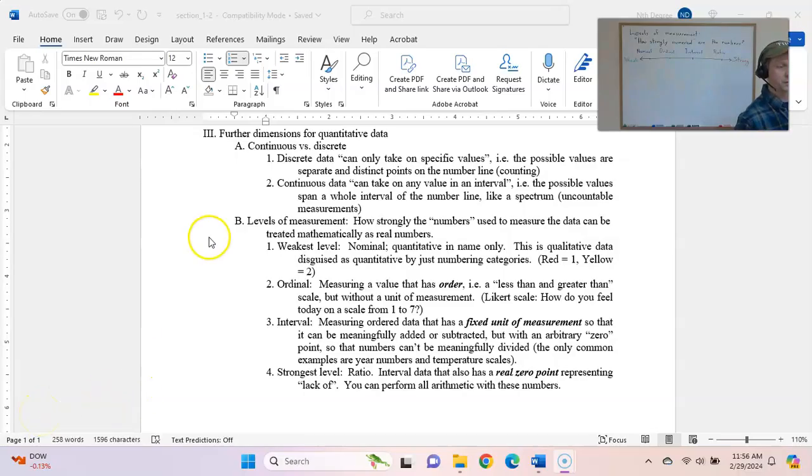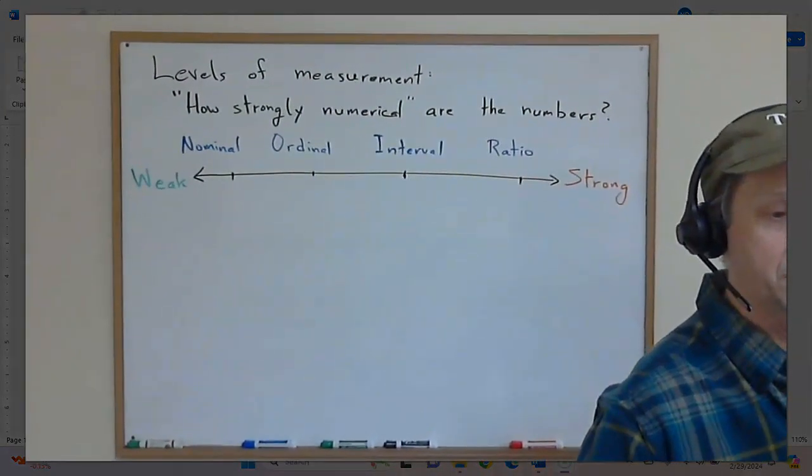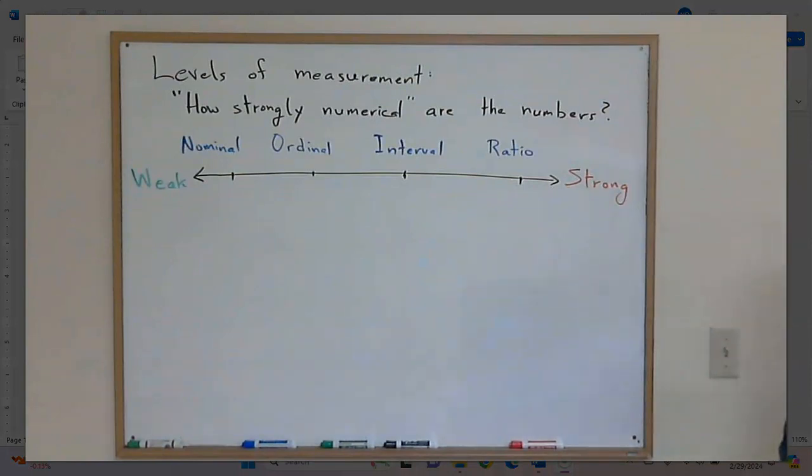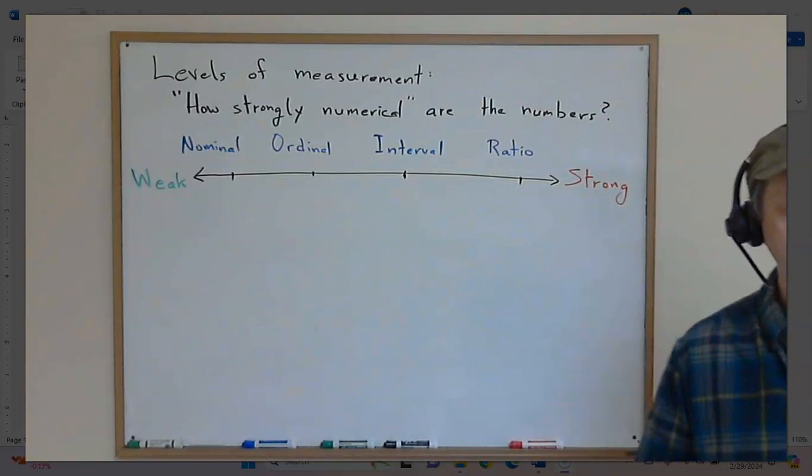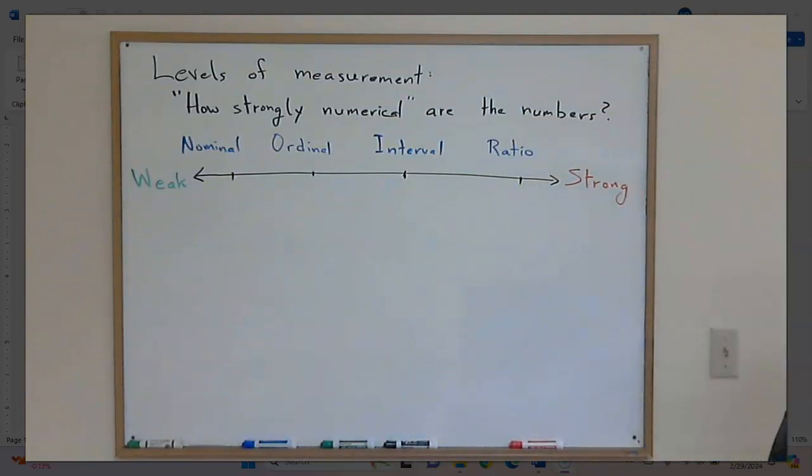And then the final issue, and again, this applies only to quantitative data, is levels of measurement. Now remember, quantitative data is measured by numbers. It's identified by numbers, but some numbers are more strongly numeric than others. So that's really what the level of measurement comes down to. It answers the question, how strongly numerical are the numbers that we're using to represent this data? And on a scale from weak to strong, there are 4 categories. They're called nominal, ordinal, interval, and ratio.